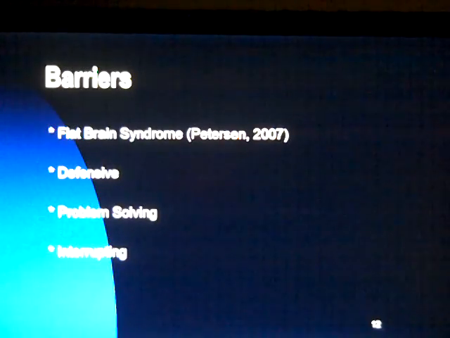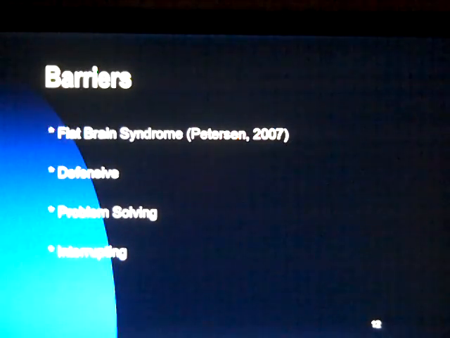Barriers to my communication. I have a tendency to become flat-brained, as in the flat-brain syndrome from Peterson, which means exactly what it states, your brain becomes flat. If something upsets me, or I don't like what's being said, or I'm just tired, I become flat-brained, and therefore I'm not listening effectively. I can also become defensive whenever I feel that me or someone or something that's important to me is being attacked. I also try to solve people's problems, when in turn I really should just be listening.